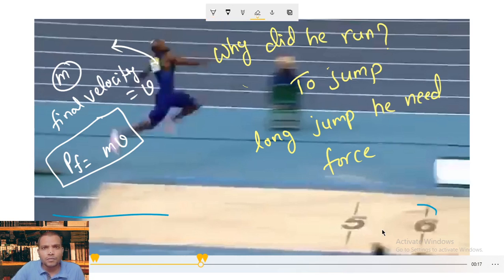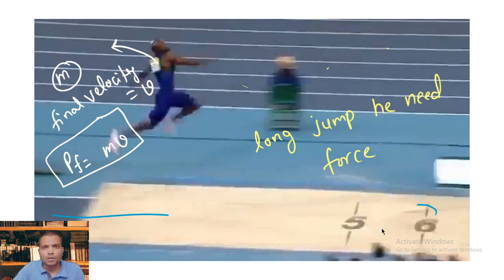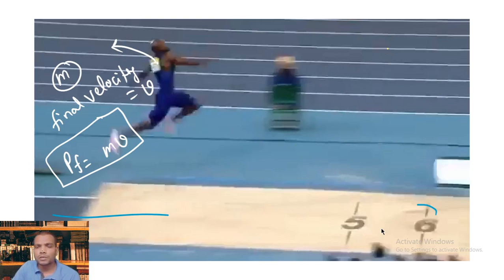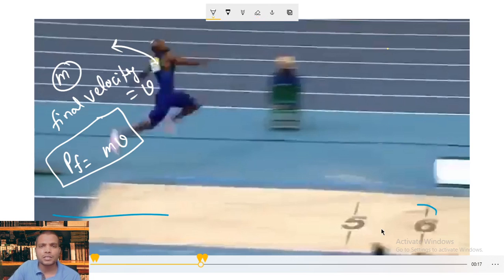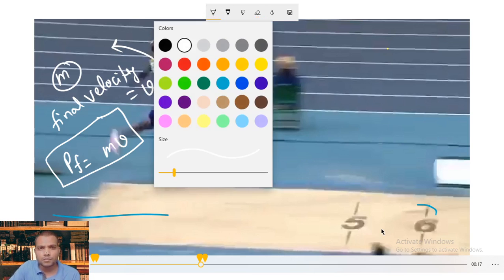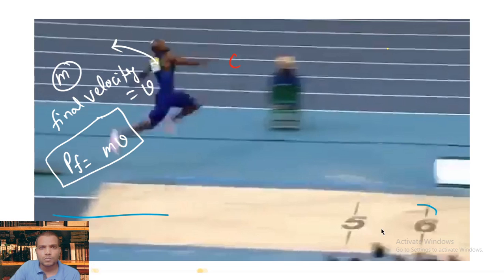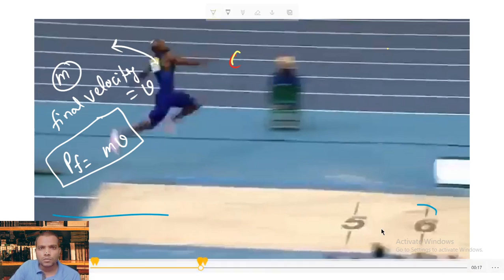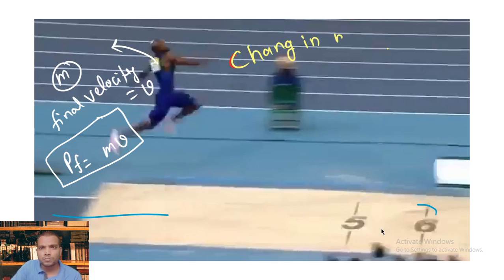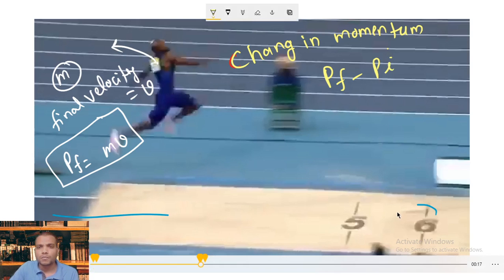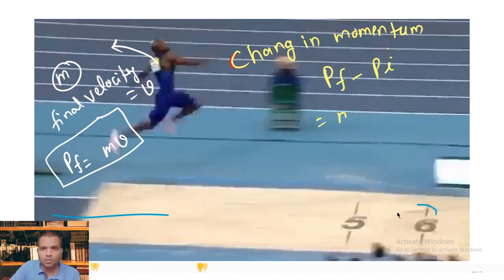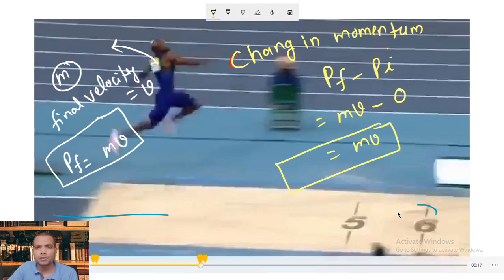Now if I write the change in momentum, what is the formula for change in momentum? The change in momentum is final momentum minus initial momentum. Here the final momentum is m into v, and the initial momentum is 0. So the change in momentum equals m into v.